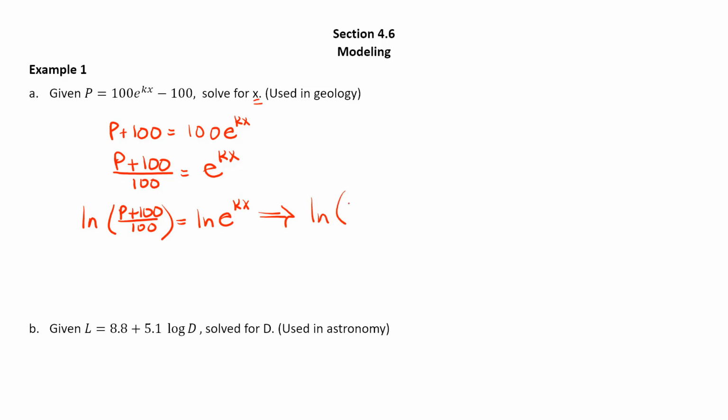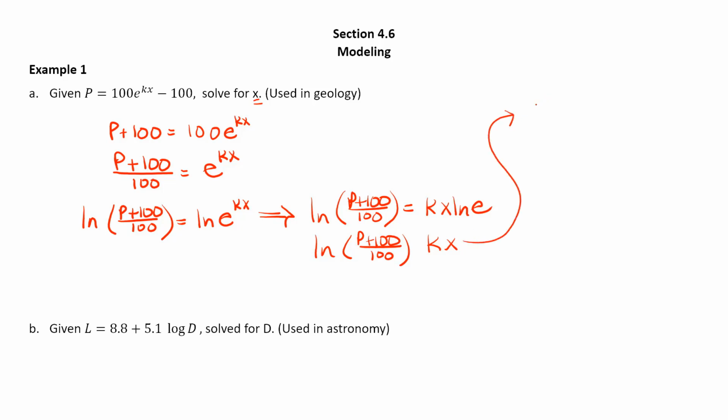Natural log of P plus 100 over 100 is equal to kx times natural log of e. Natural log of e is just 1, because what power do you put on e to get e? That is 1. So on the right side, we just have kx. And then to find out what x is, we can just divide both sides by k. So we would have 1 over k times natural log of P plus 100 over 100.